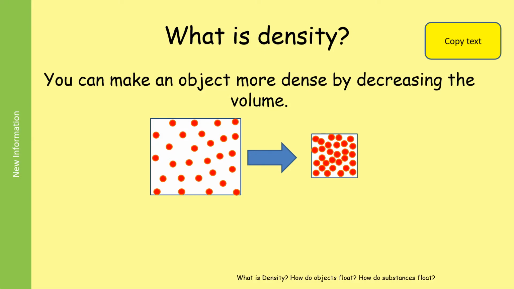You can make an object more dense by keeping the same number of particles but decreasing the volume. This is what happens when we compress a gas. The particles get squashed closer together, and that is increasing the density.